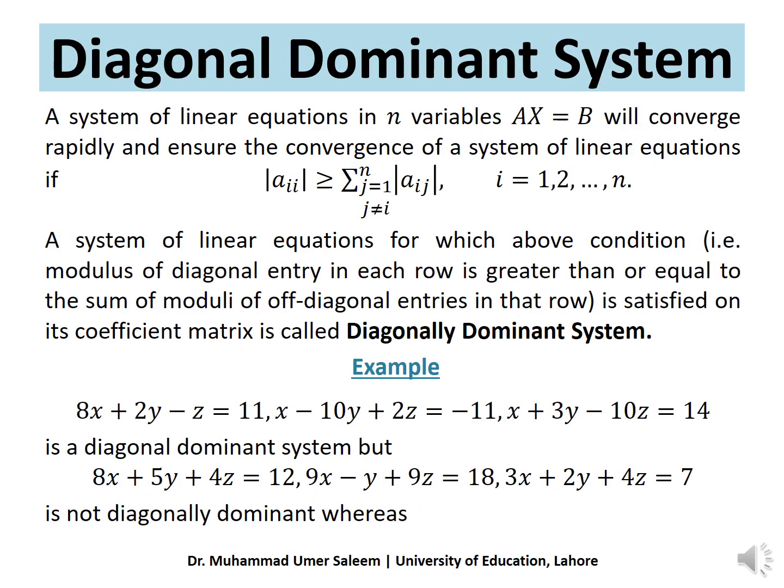So next, before we start the numerical methods to solve systems of linear equations, we need a definition. Diagonally dominant system: a system of linear equations in n variables, denoted in matrix form as Ax is equal to b, will converge rapidly, and convergence is ensured, if the modulus of aii is greater than or equal to the summation over j from 1 to n, j not equal to i, of the modulus of aij, for all i from 1 to n.